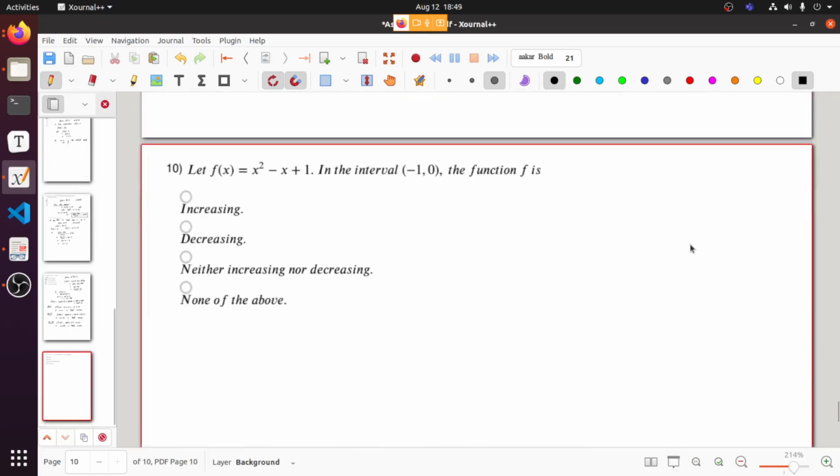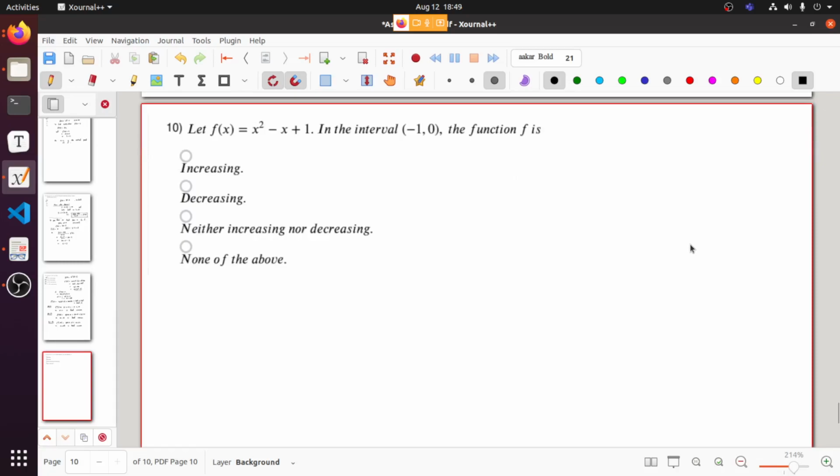Last question this is. Here you have to say f x is x square minus x plus 1 in the interval minus 1 comma 0. You have to check in the interval minus 1 comma 0 the function is increasing, decreasing, neither increasing nor decreasing, or none of the above.